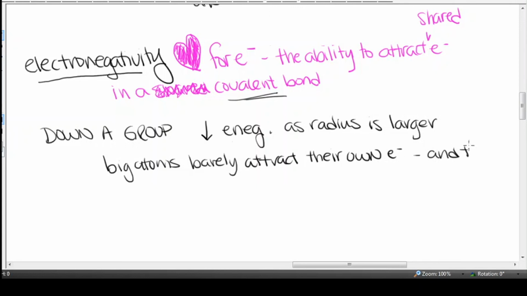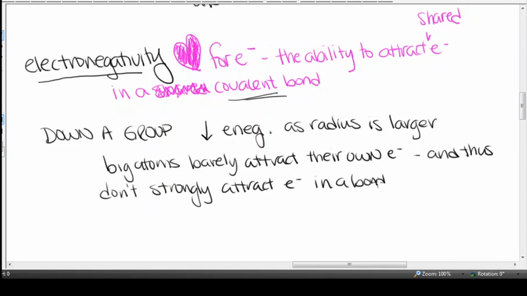and thus don't strongly attract electrons in a bond. Their radius is too big. They can't snuggle up close enough to another atom's nucleus in order to attract that other atom's electrons. And that's what a covalent bond is. It's a shared attraction for electrons between two atoms.